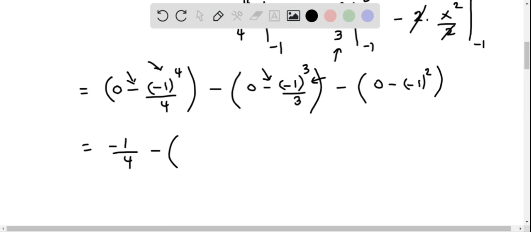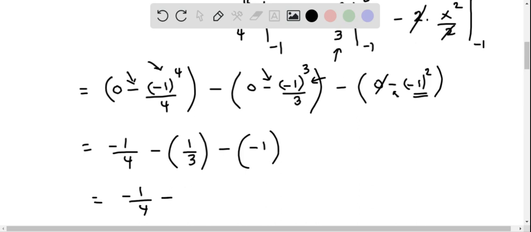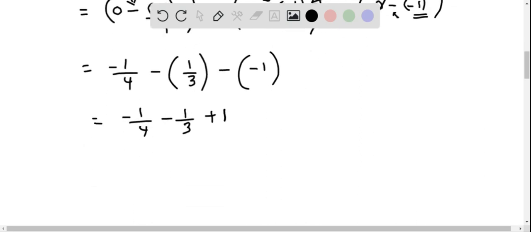But since we have a negative here, this is a positive quantity, so it is 1/3 minus, and this is 0, but we have a negative. But this one, negative 1 quantity squared, is a positive 1, but since we have a negative, it becomes a negative 1. Let's simplify this. This is negative 1/4, and this is negative 1/3, but this is a positive 1. So basically, we have to simplify this fraction.